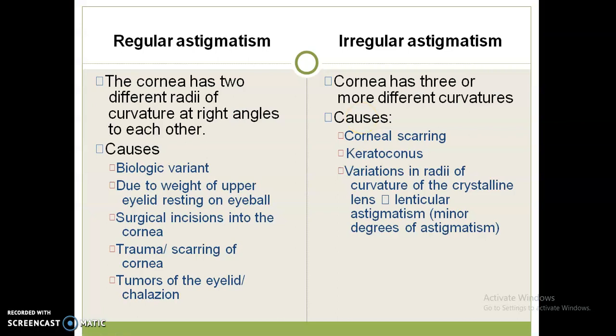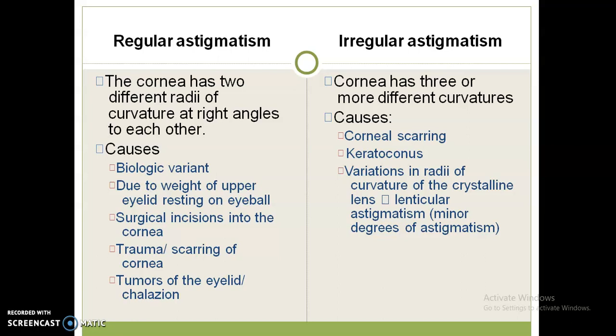In regular astigmatism, the cornea has two different radii of curvature at right angles to each other, and the causes are a biological variant due to the weight of the upper eyelid resting on the eyeball, surgical incision into the cornea, trauma or scarring of the cornea, and tumors of the eyelid or chalazion.